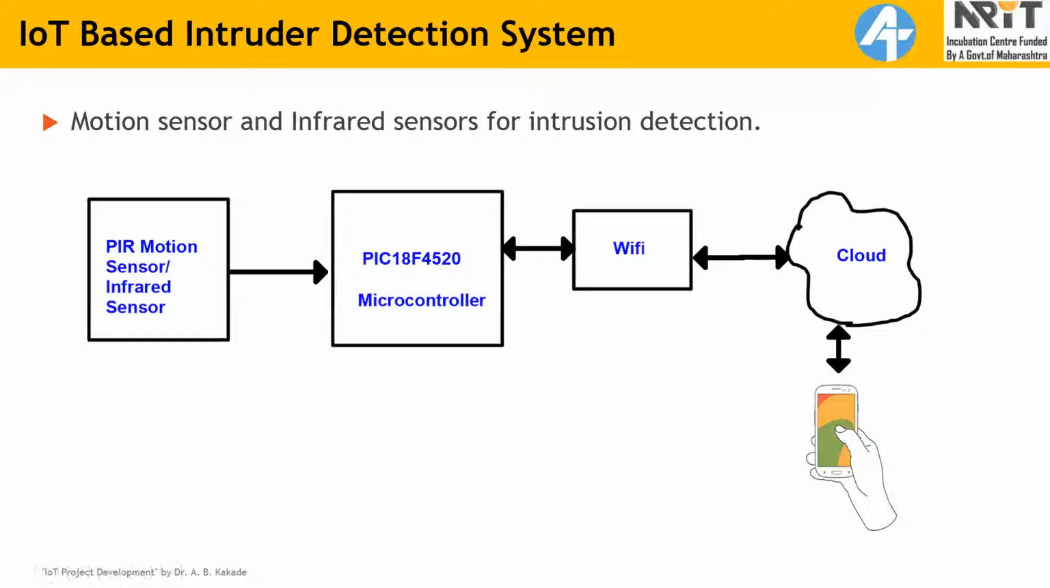Let me quickly talk about IoT-based intruder detection system. So for intruder detection, there are number of ways. Two possible methods I have mentioned here: use of PIR motion sensor or infrared sensor. If you are using infrared sensor, then you require transmitter and receiver. So transmitter will transmit infrared signal, may be modulated on some carrier, and receiver will receive it. So in infrared sensor, again there are two methods to check whether intrusion is happening or not. One method is by reflection method. Let me quickly discuss.